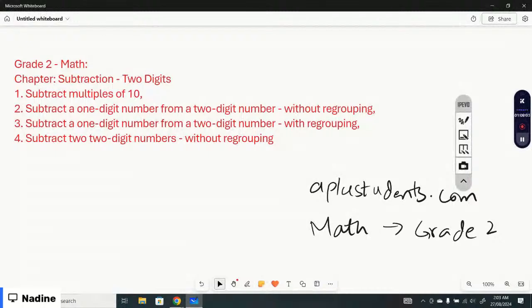There you can find a list of the chapters. We're going to start with the chapter 2 digits, subtraction 2 digits. And the lessons we're going to cover today are subtract multiples of 10, subtract a one digit number from a two digit number without regrouping, subtract a one digit number from a two digit number with regrouping, subtract two two digit numbers without regrouping. So please make sure you have your notebook and pencil so that you can note down the important examples and definitions as well.